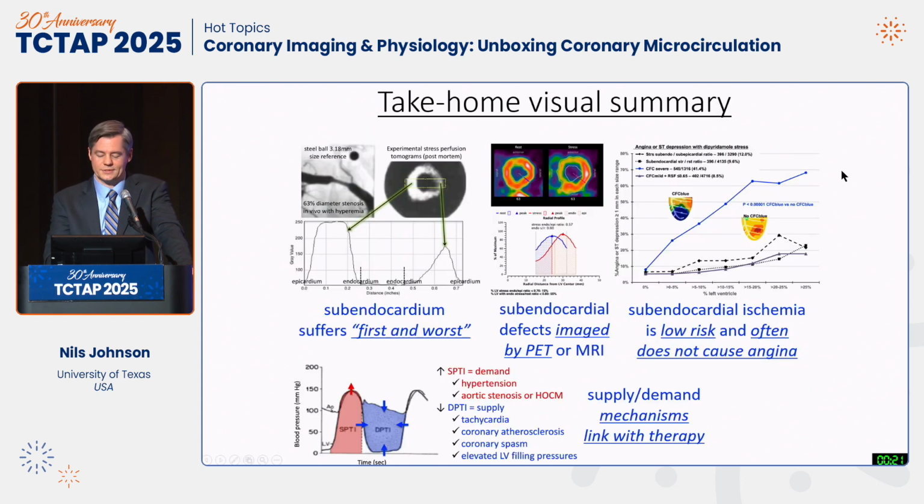And so to summarize, if I could get you to remember a couple key points I said. The first is that the subendocardium is uniquely sensitive to pathology in the heart for all the reasons that I mentioned. It's something that you really need, I think, imaging tools to understand, things like cardiac PET or MRI. And we've talked about ways that you can shift the supply-demand balance in order to help patients' angina.